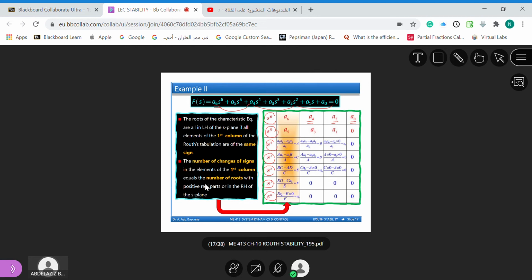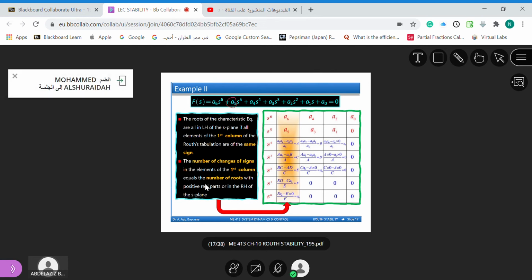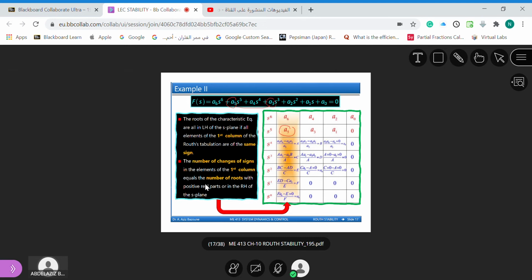Now I will come to A5, s to the power 5. When I come to s to the power 5, I will have the following: A5, and then jump next one, I will go to A3, and then jump next one, I will go to A1, and then 0. There is nothing, 0. Now I formed the s to the power 6 and s to the power 5 rows from the characteristic equation. Now how to form the rest of the coefficients is like this.